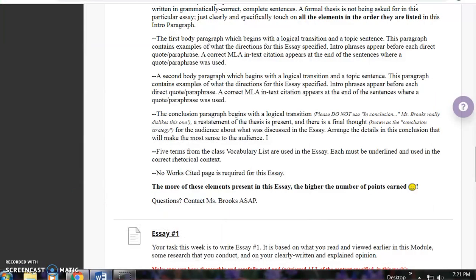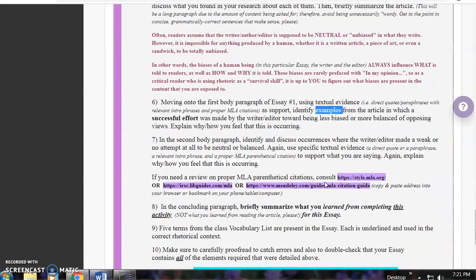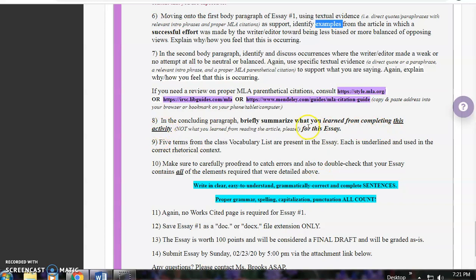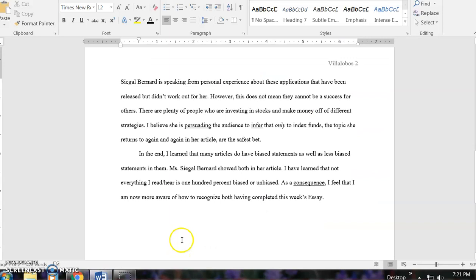Plus, I ask you back here what you learned from doing this activity about bias. Okay, briefly summarize what you learned from completing this activity. Not what you learned from the article. She says, "I learned that many articles do have bias statements as well as less biased statements." Okay, so that touches on the two main topics. "Ms. Siegel-Bernard showed both in her article. I have learned that not everything I read or hear is 100% biased or unbiased. As a consequence, I feel that I am now more aware of how to recognize both, having completed this week's essay." So they talk about what they might have learned and how that might play in the future.